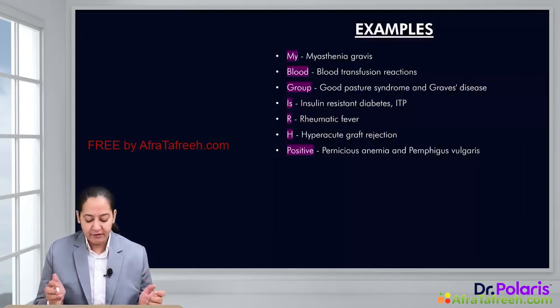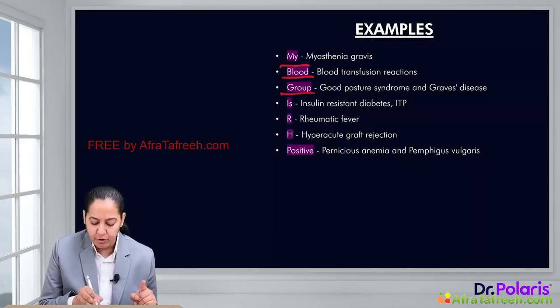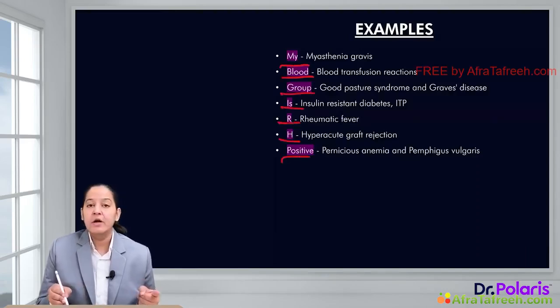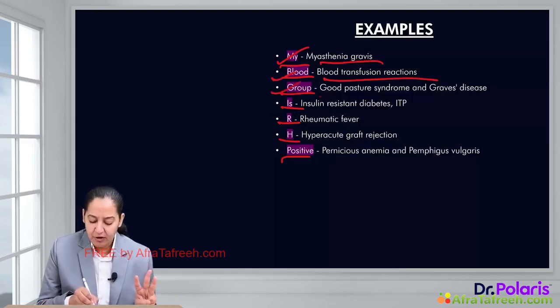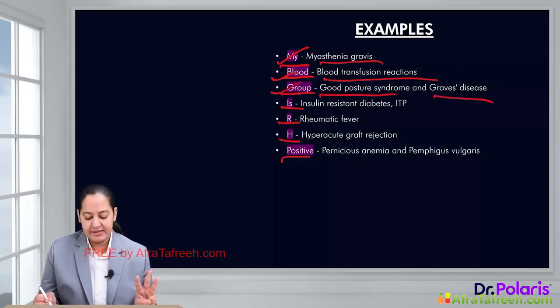Now, what are the examples of type 2 hypersensitivity? There is a mnemonic for that. The mnemonic is: my blood group is Rh positive. So M for my stands for myasthenia gravis. Blood stands for blood transfusion reaction. G of group stands for Goodpasture syndrome as well as Graves disease.